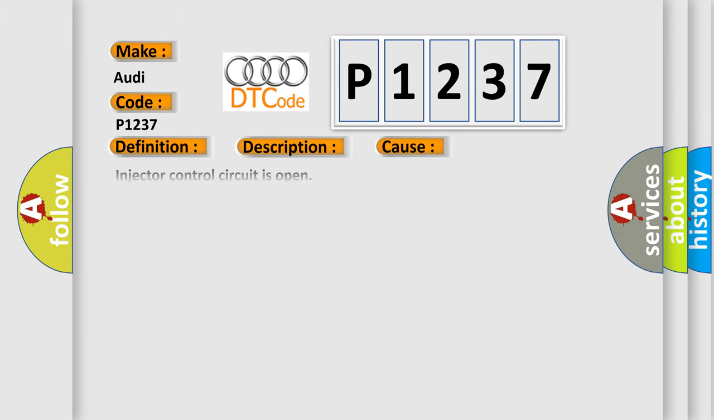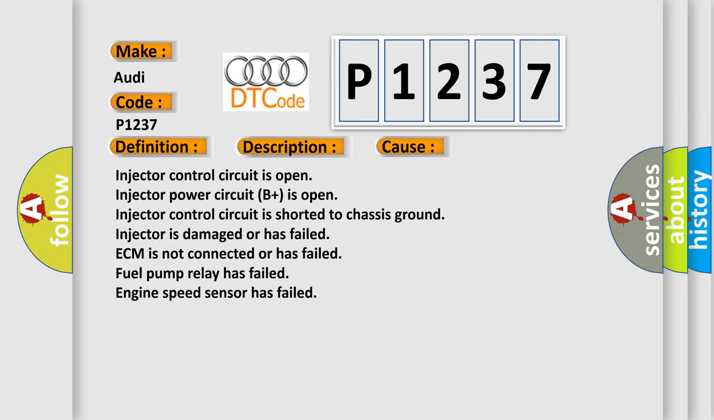This diagnostic error occurs most often in these cases: injector control circuit is open, injector power circuit B+ is open, injector control circuit is shorted to chassis ground, injector is damaged or has failed, ECM is not connected or has failed, fuel pump relay has failed, engine speed sensor has failed.